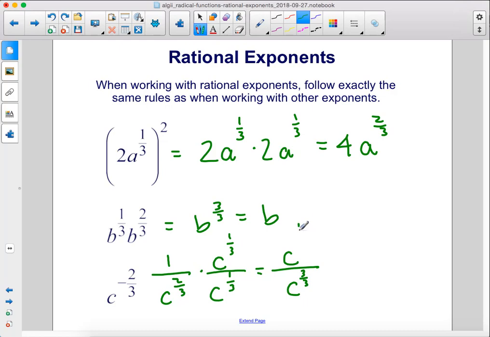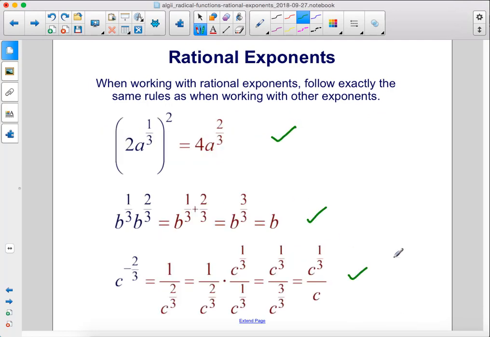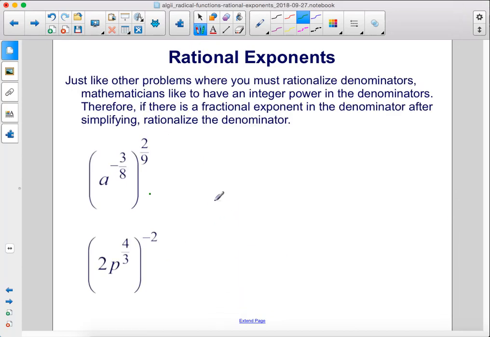On top we have c to the 1/3 power. This cancels, we just have c on the bottom. The answer is c to the 1/3 over c. And there you have it. Just like other problems where you must rationalize denominators, mathematicians like to have an integer power in the denominators. Therefore, if there's a fractional exponent in the denominator after simplifying, rationalize the denominator.